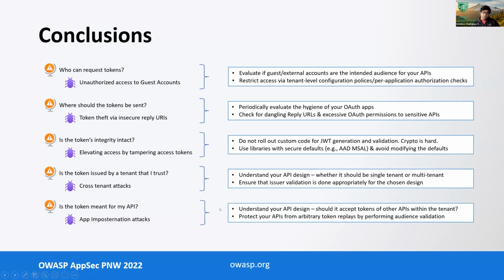And is it for my API? Again, it goes back to understanding your API design. Should it accept tokens of other APIs? I can't think of a scenario where this must be possible. But if there are genuine scenarios, that's where it applies. Your API should ideally accept tokens meant for itself and not for others. So that is another key thing to take care of.